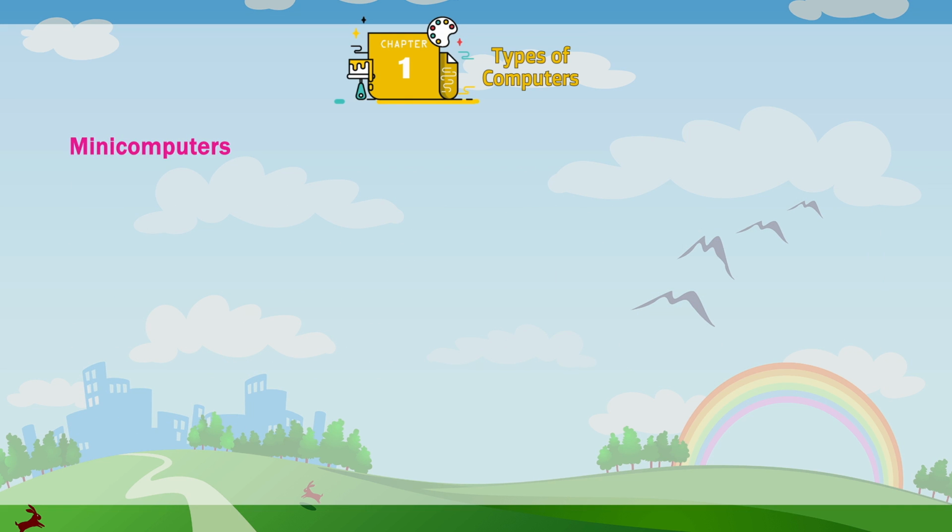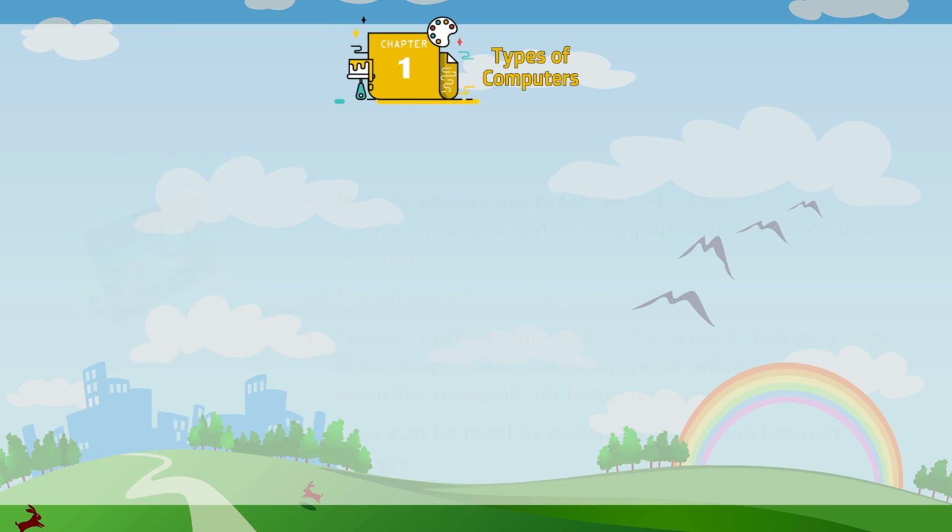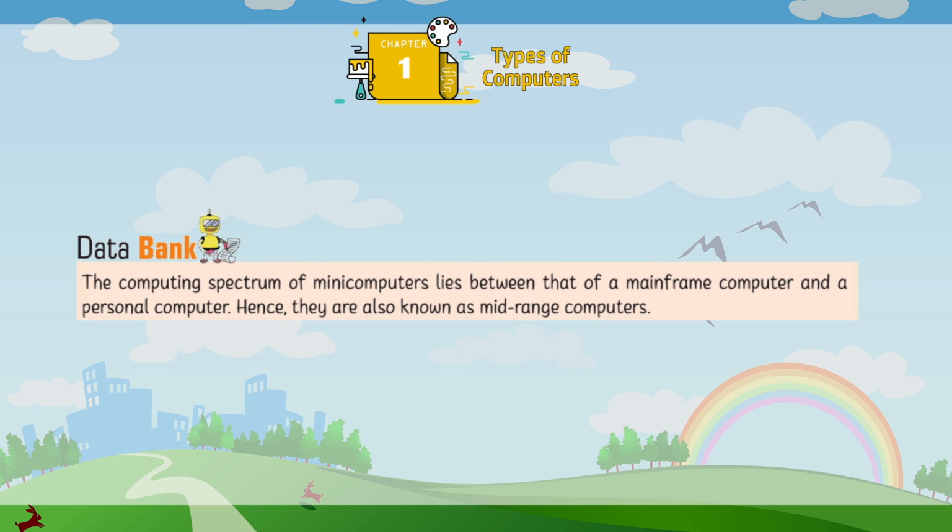Mini computers. Mini computers are more powerful than microcomputers and can support more than one user at a time. They have a larger storage capacity. These computers are used for a variety of applications. For example, to develop computer-aided design, scientific research, air ticket reservations, etc. They can be used as network servers and internet servers. The computing spectrum of mini computers lies between that of a mainframe computer and a personal computer. Hence, they are also known as mid-range computers.